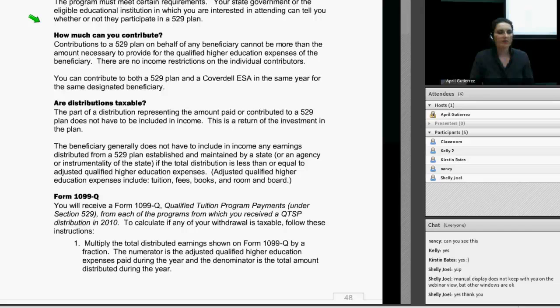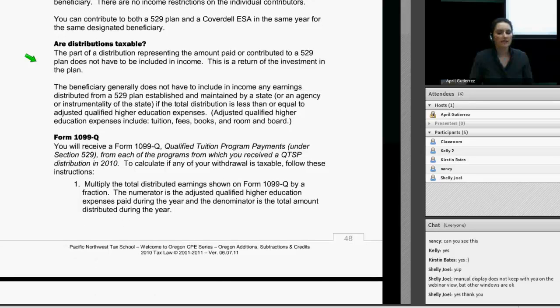How much can you contribute? Contributions to a 529 plan on behalf of any beneficiary cannot be more than the amounts necessary to provide for the qualified higher education expenses of the beneficiary, but there are no income restrictions on the individual contributors. You can contribute to both a 529 plan and a Coverdell ESA in the same year for the same designated beneficiary. And of course, the difference between a 529 and an ESA is that if it's the Oregon College Savings Plan, you get a deduction on Oregon. And with the Coverdell ESA, you don't get a deduction anywhere.